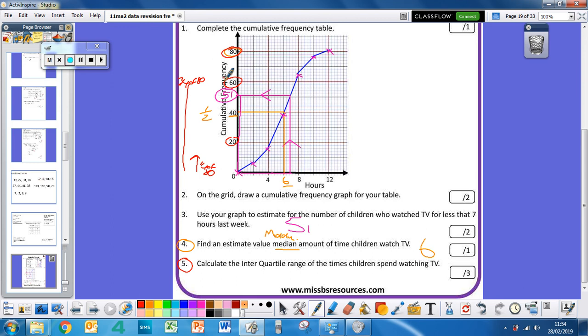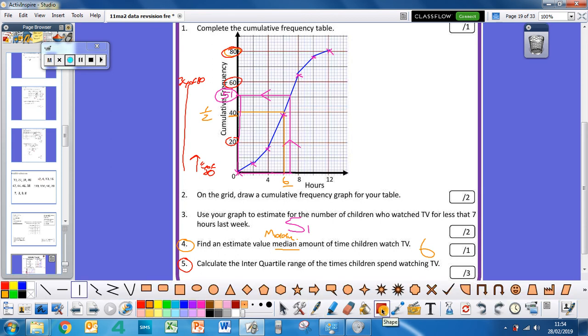1/4 of the way through the data for the lower quartile, 3/4 of the way through the data for the upper quartile. And again with a ruler, really carefully, we're going to read across from the 20 there to the line, and we're going to read across from the 60 to the line. And for each of those values we're going to read straight down. There's 1 there and 1 just there.